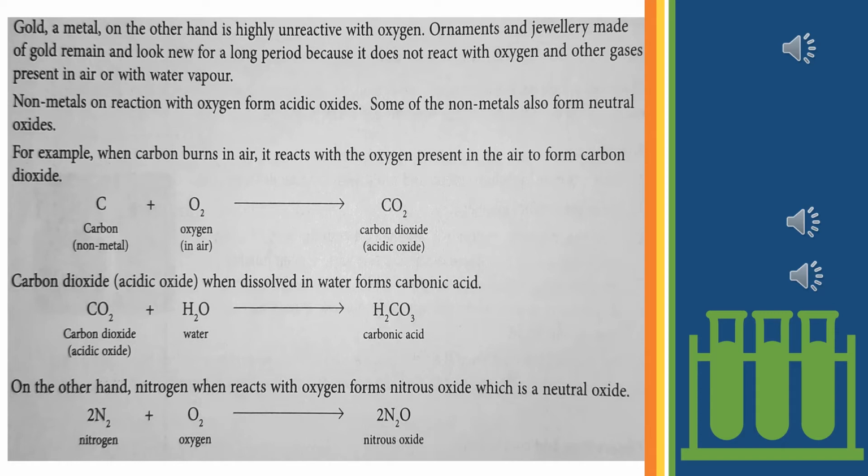As I have already mentioned, when non-metals react with oxygen, they form acidic oxides. Some examples provided inside your book are carbon plus oxygen, that is carbon dioxide. Carbon dioxide, when allowed to react with water, forms carbonic acid, that is H2CO3. On the other hand, nitrogen when it reacts with oxygen forms nitrous oxide, which is a neutral oxide. Okay, it is neither acidic nor basic.